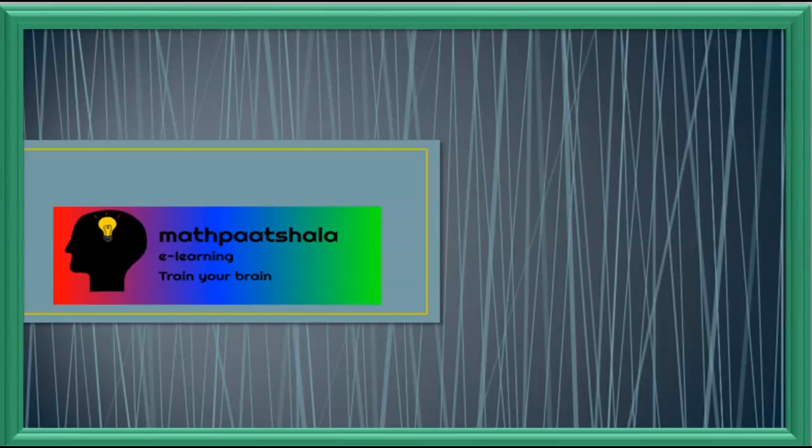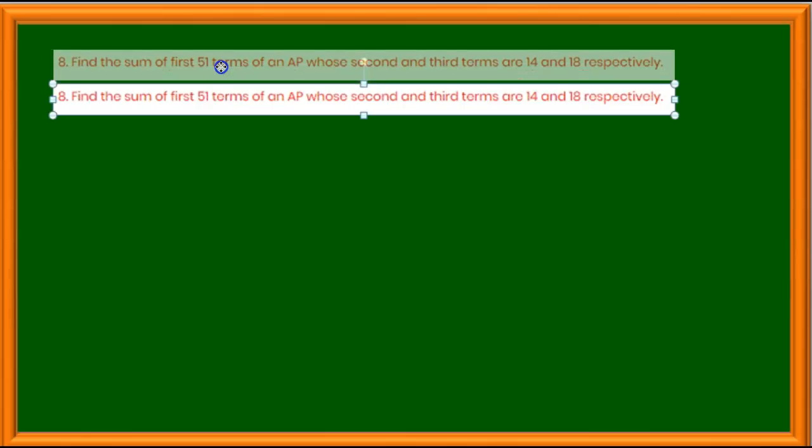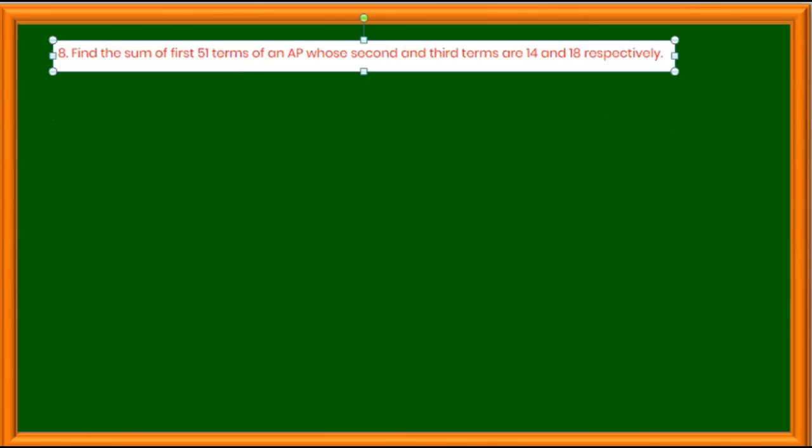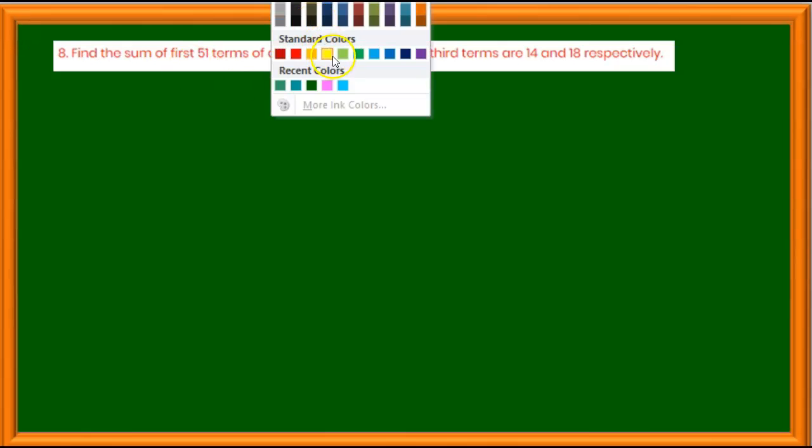Then we can do more questions of application of sum of n terms. So let us go for the next question, which is given here. Find the sum of first 51 terms of the AP whose second and third terms are given here. That means it is given the second term and the third term.